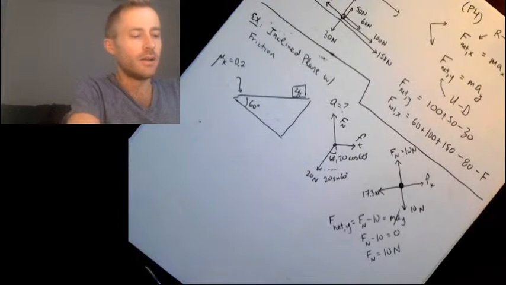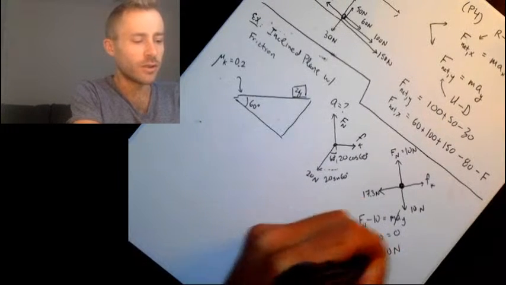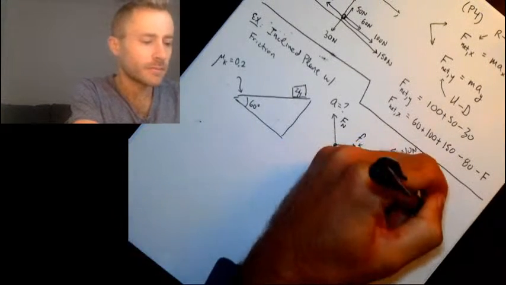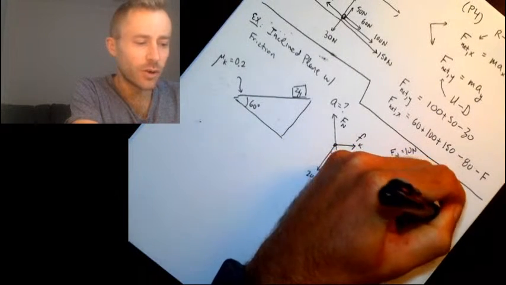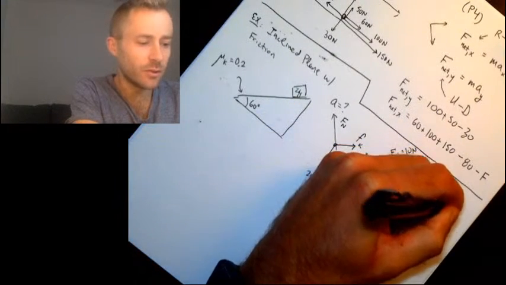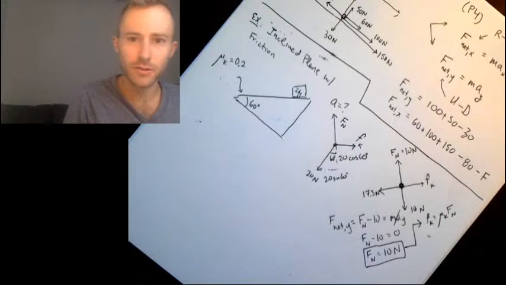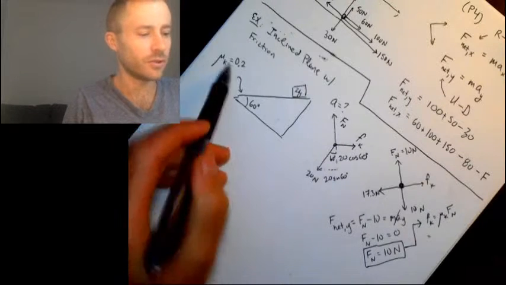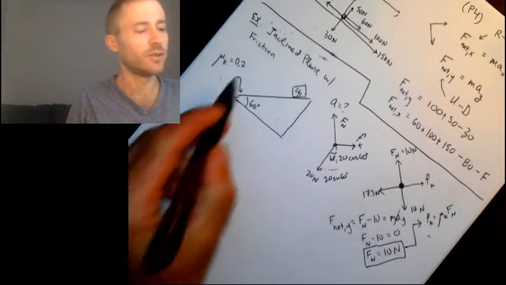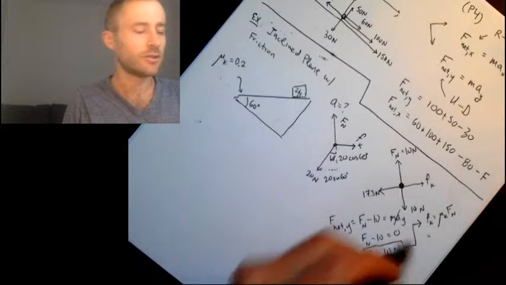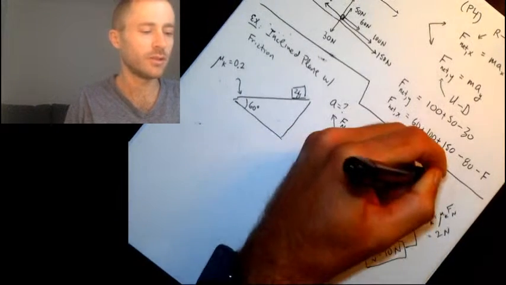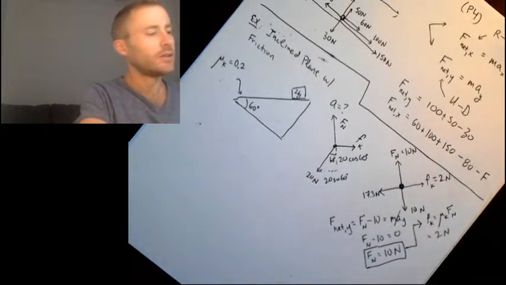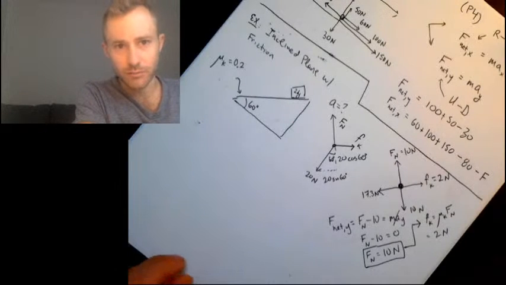So once you know the normal force, you can then calculate friction, which is coefficient of kinetic friction times normal. Okay, so that's going to be, the coefficient of kinetic friction was a given, it's 0.2. So that means that it's 0.2 times 10. So that's going to be 2 newtons. So this is 2 newtons. Okay? So now I do Newton's second law in the x direction.